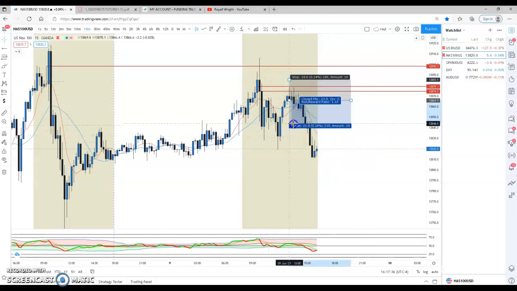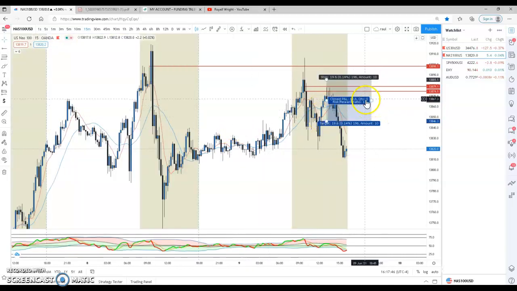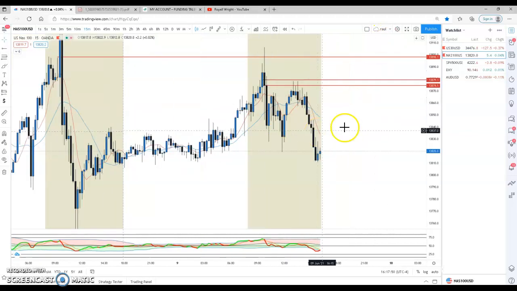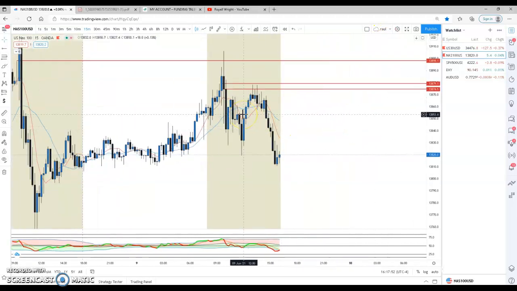So the safe stop loss is pretty much at these bodies. And you could target your 1-to-1, or you could target these lows right here for more than a 1-to-1. Personally, I just take my 1-to-1s. So pretty much you're risking 200 points to make 200 points here. TP was hit.